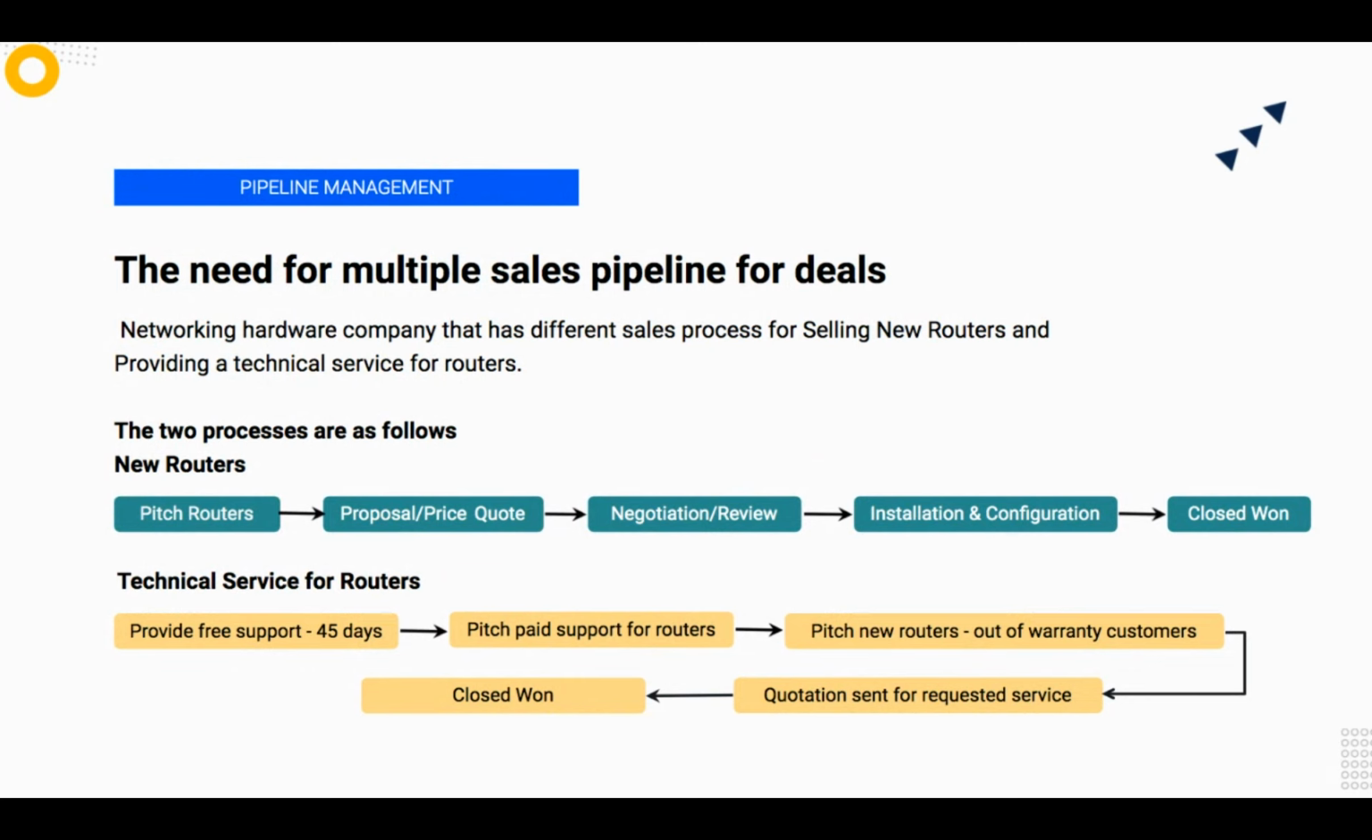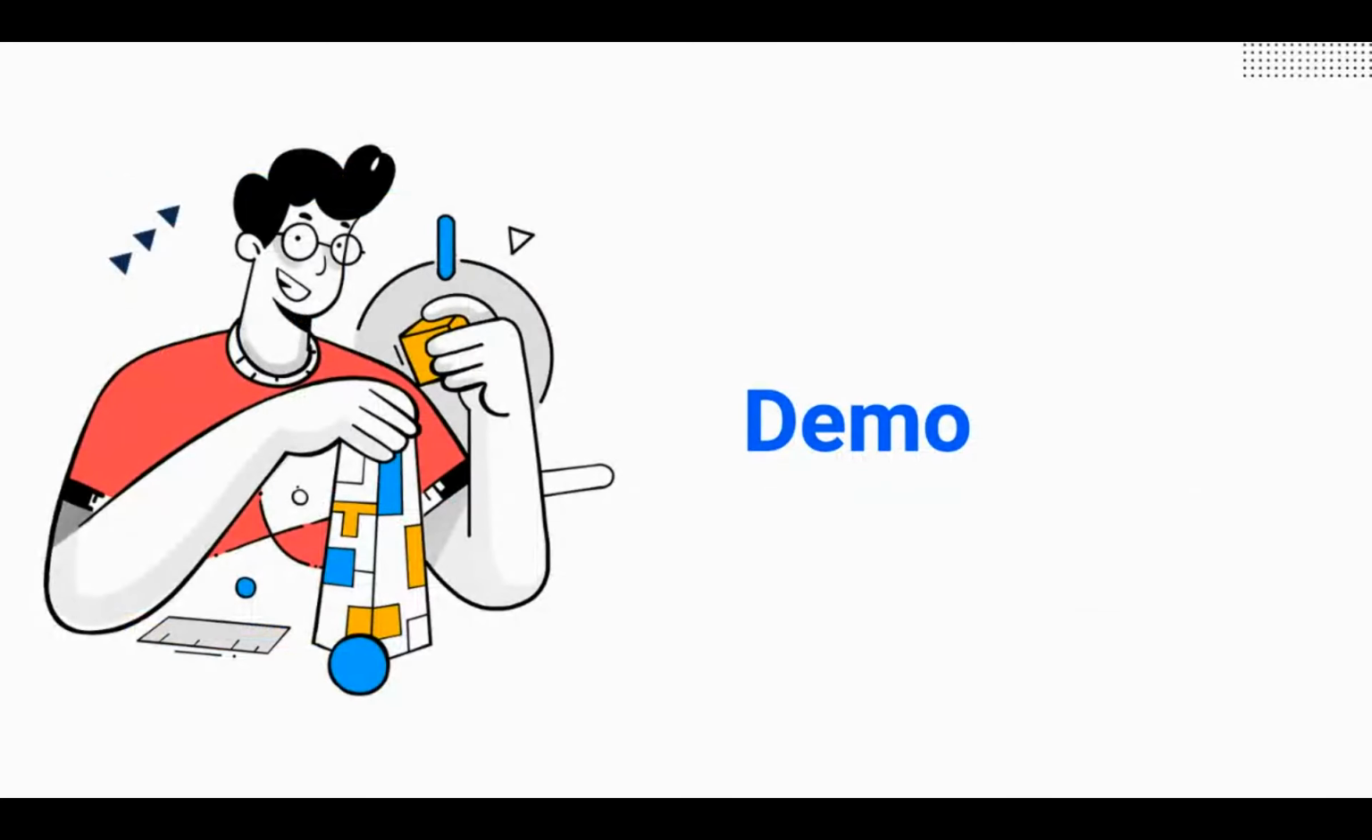And the technical service sales process has been broken down into different stages, starting from providing free support for 45 days, pitch the paid support for the routers, pitch new routers, which are for out of warranty customers, and then quotation sent for the requested service, and then closed one. Now all these are going to be configured inside the deals module in the Zoho CRM system. Now let's get into our demo, and let's see how to construct a pipeline and also multiple pipelines, and we'll see how to set up a bit of automation for an effective process.